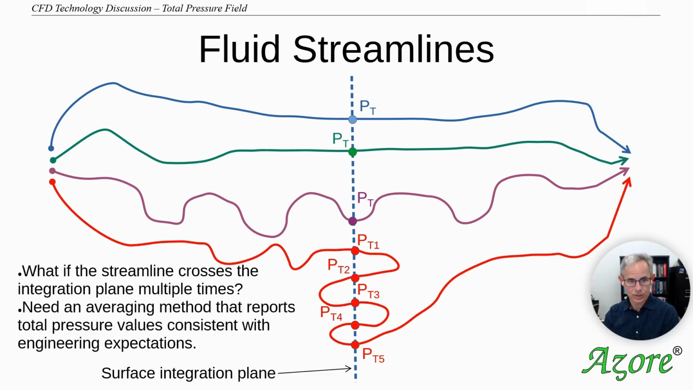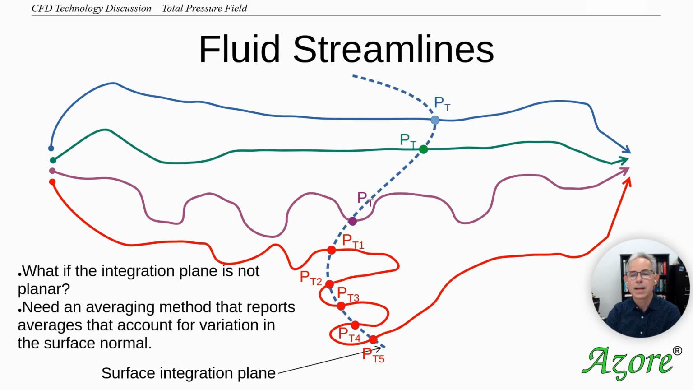Well, let's add just a little bit more complication here. What if our streamline crosses our integration plane many times? Here we have a streamline crossing 1, 2, 3, 4, 5 times. So how do we come up with an average value along this plane that accounts for the fact that our streamline has passed through there many times? We need to make sure that we come up with an averaging method that is consistent with our engineering expectations about what is going to happen with total pressure at a system level.